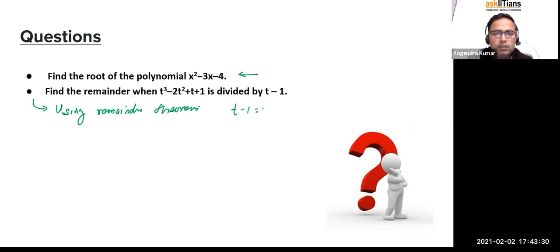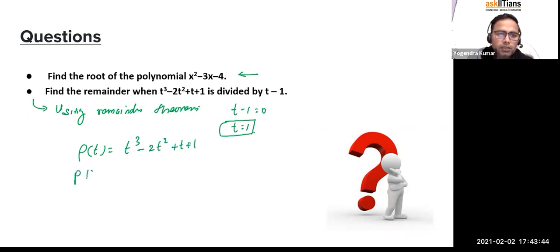So what will it be? t minus 1 equated to 0, t equals 1, right? Now what is my p of t? p of t is t cube minus 2t square plus t plus 1. Now substitute t as 1 here. So 1 cube minus 2 into 1 square plus 1 plus 1. So what is it becoming? 1 only, right? The remainder is 1. This is our remainder.